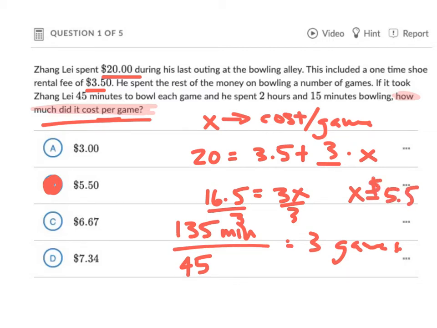Did anybody do it differently than how I did it? You did the same thing, I just didn't lay it all out. That's fine. I added all of the minutes, so I did 60, 60, 15, and I got 135. That's how I did it too. And then, yeah, you divide it by 45. Uh-huh. 3, and then you do 3 divided by 16.5.